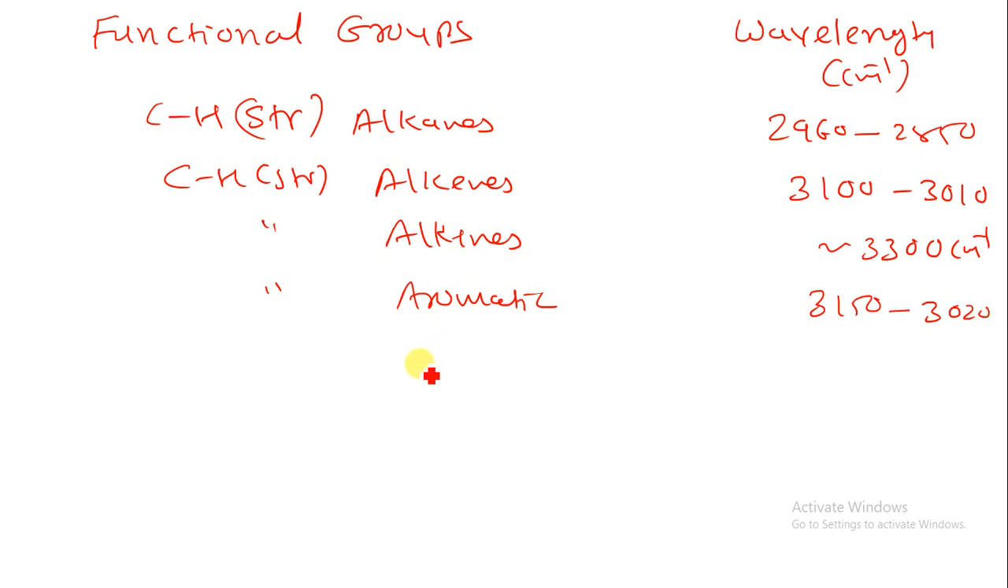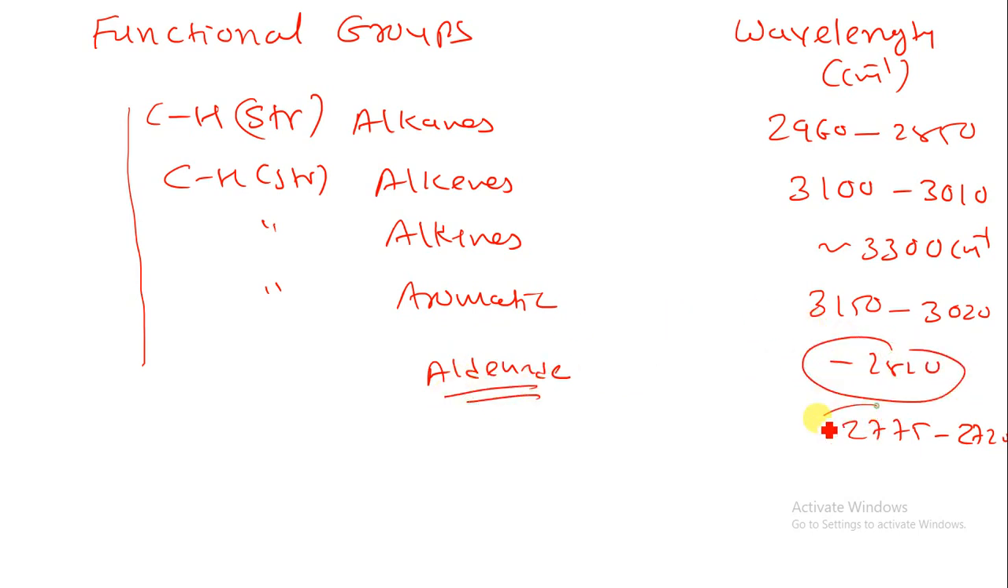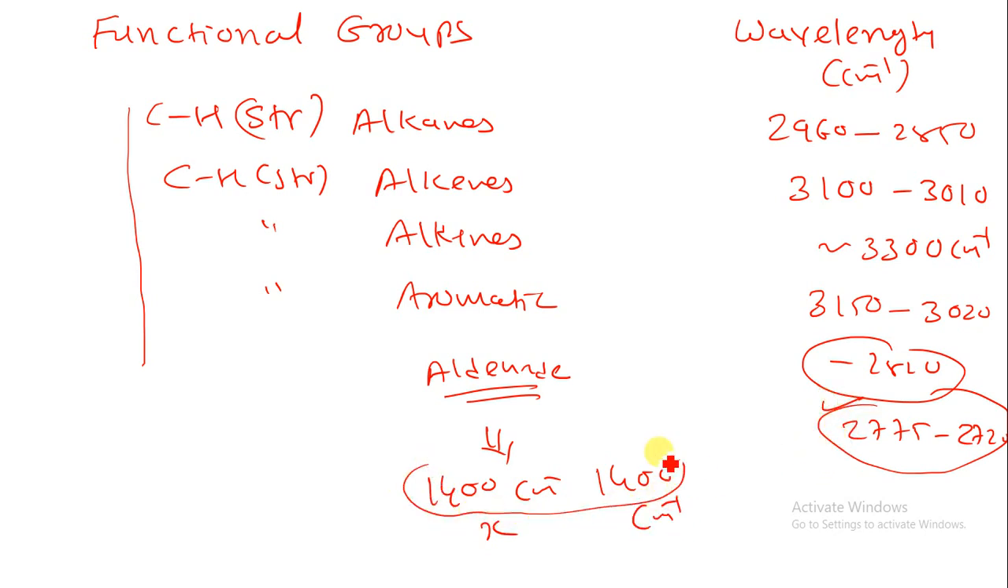Then we have the aldehyde group: 2820, 2775, 2720. This is for the CH stretching; all of these come under CH stretching. Now the aldehyde group is very specific. In the earlier explanation I told you that in aldehyde we have 1400 centimeter inverse, that is our X. For the coupling of the fundamental vibration with the fundamental vibration, it comes under 2820. This is known as overtone.